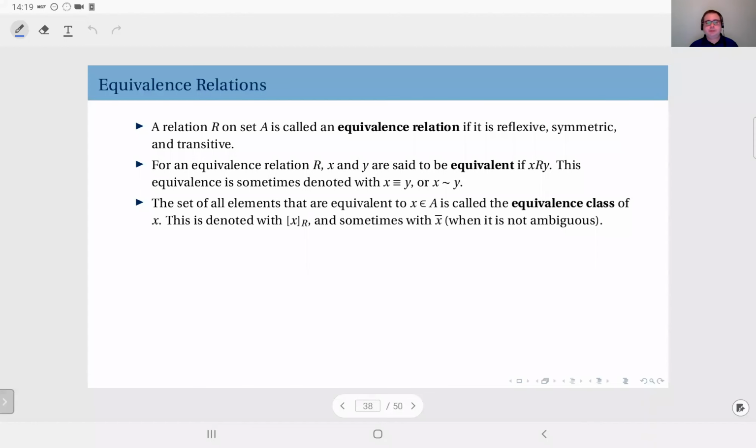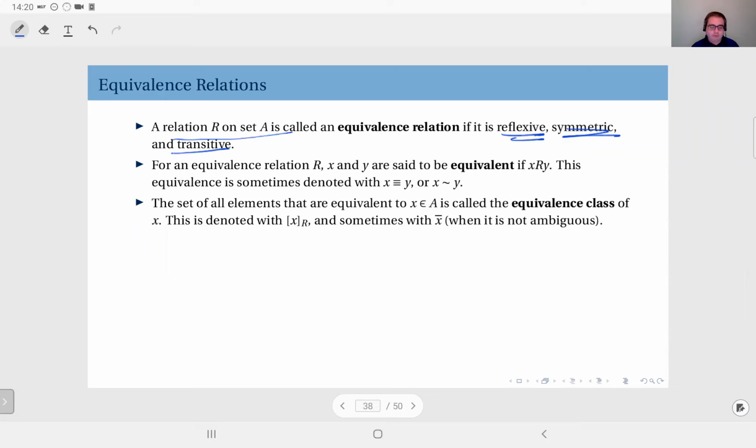Now, based on the properties we have seen, reflexiveness, symmetry, anti-symmetry, and transitivity, we can define two important classes of relations. The first one is equivalence relations, and the definition is given here. A relation R on set A is called an equivalence relation if it has three properties: if it is reflexive, if it is symmetric, and it's transitive. Reflexive, symmetric, and transitive relations on set A are called equivalence relations.